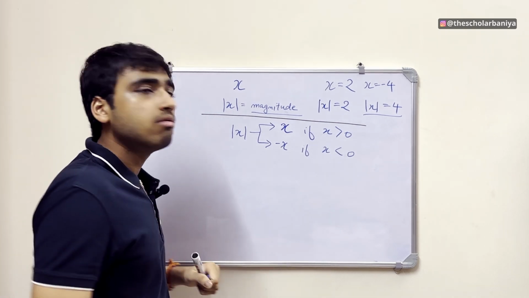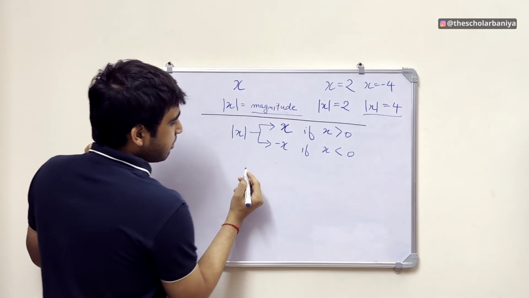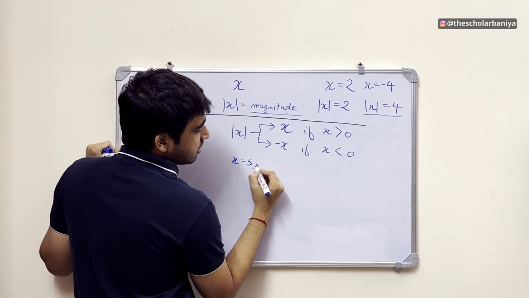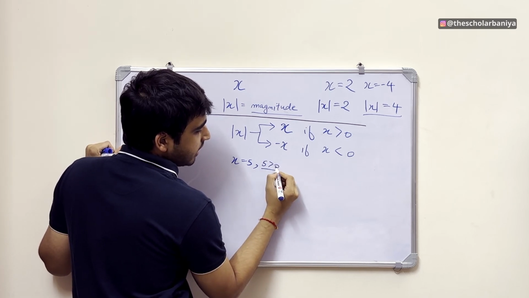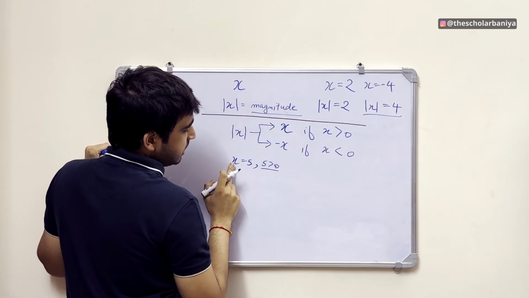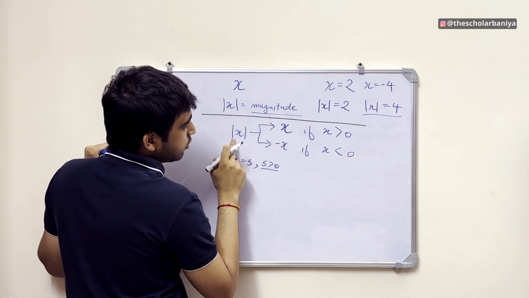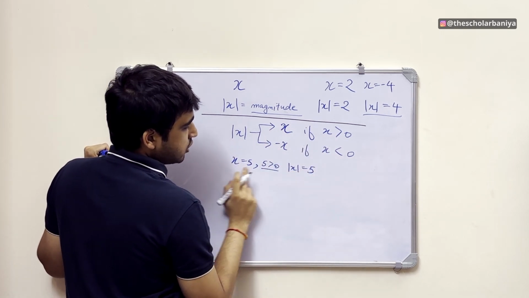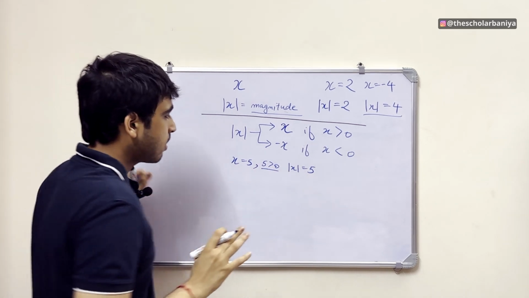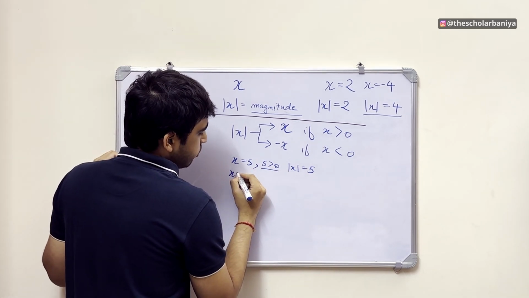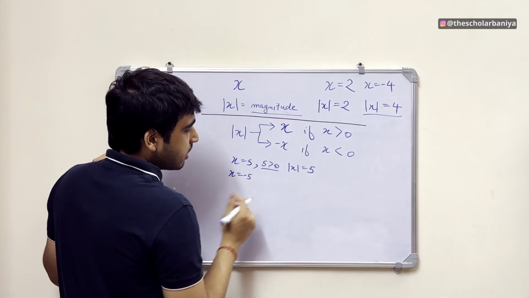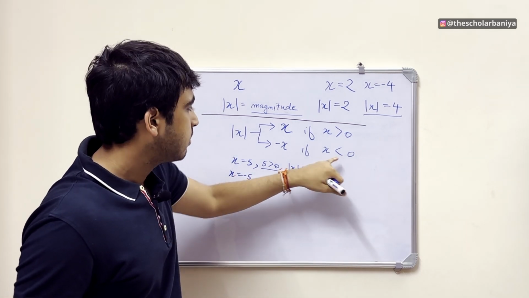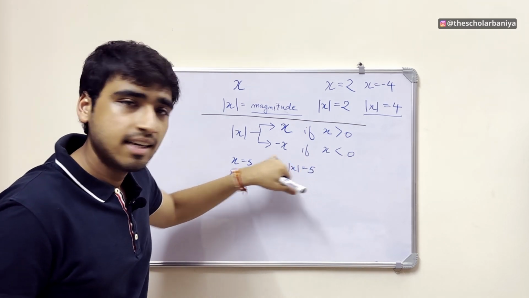So I'll tell you the reason behind it, right? For example, if x is equal to 5, which means 5 is greater than 0, so mod x will be x. So basically mod x will be x, which is 5, right? But let's suppose x is equal to -5. So we know -5 is less than 0, so the answer will be minus x.